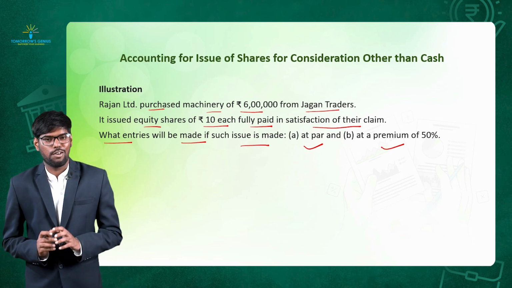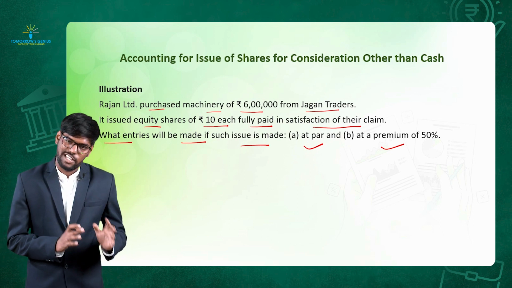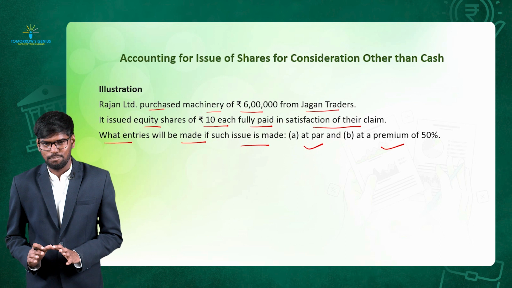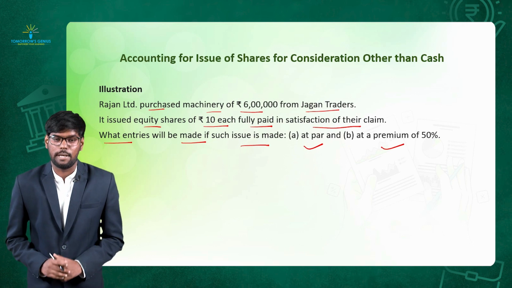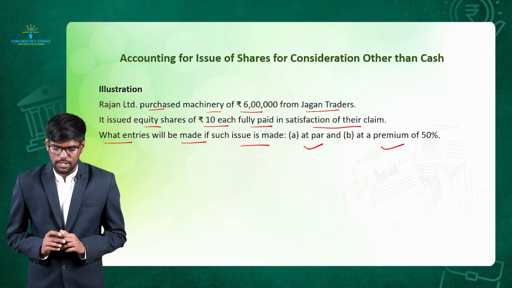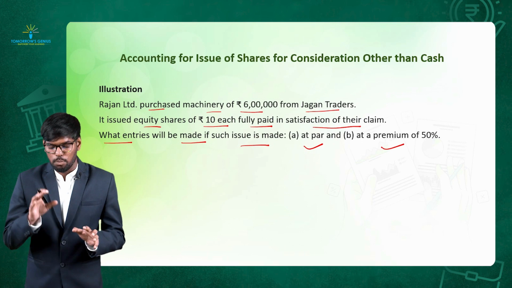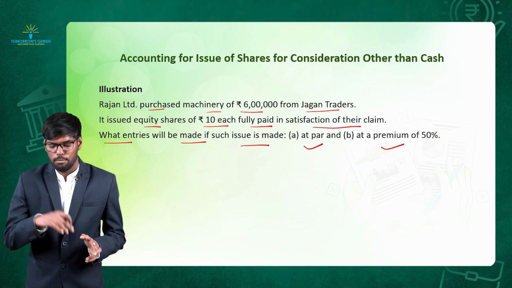The first journal entry will remain the same for issue of shares at par or issue of shares at premium. The first entry will remain the same, and that is nothing but the purchase of an asset. So Rajan purchased machinery worth rupees 6 lakh from Jagan Traders.